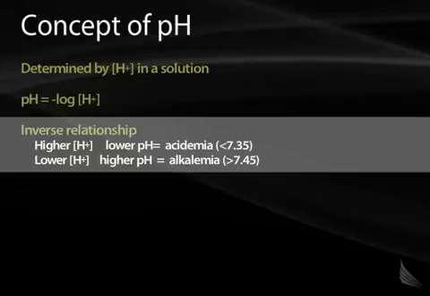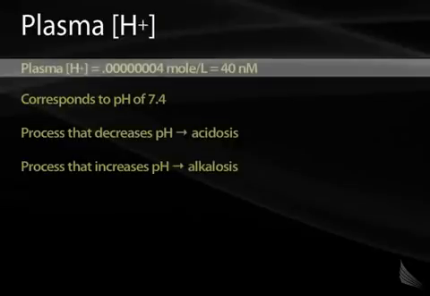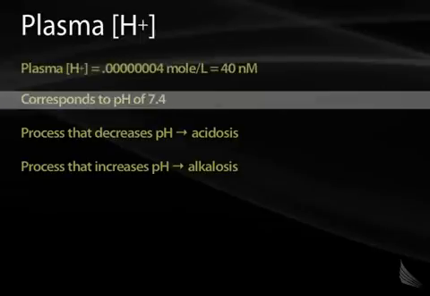In the human body, the normal range of pH is 7.35 to 7.45. In general, a range between 6.9 and 7.6 is considered to be compatible with life. At pHs outside this range, normal physiology is disturbed and death quickly ensues. The plasma hydrogen concentration is approximately 40 nanomolar. This is in the normal range and corresponds to a pH of 7.4.